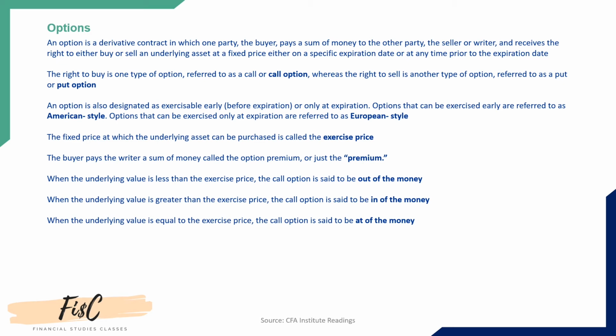Similarly, if the exercise price is greater than the underlying asset price, that means we are not going to use that option. That's why the option is out of the money. If market price and exercise price are equal, whether we exercise the option or buy from the market, we are not going to have any difference. So that kind of situation is called an at the money call option.